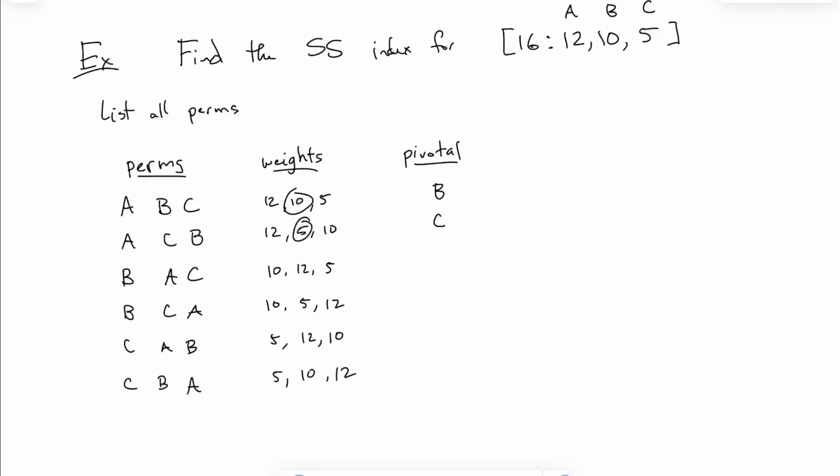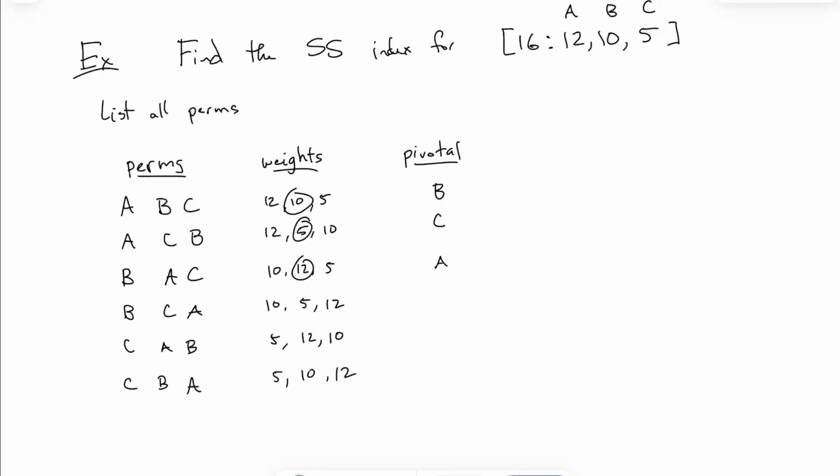And so on. Can anyone say what's the pivotal in the next one? The 10, the 12, or the 5? What do you say? A, the 12. Yeah, this one, it's the 12. That's because 10 by itself does not make it to 16, but 10 plus 12 is 22. That does make it to 16. So that's A. All right, how about the next one?